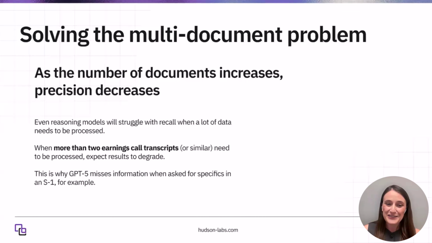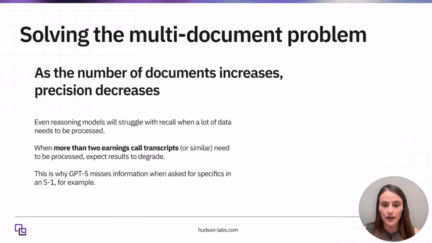We're going to talk about why some of those issues exist and how they can be fixed very briefly. So one of the biggest issues that you'll see is the multi-document problem. Very simple concept. As the number of documents increase, the precision decreases. This is very easy to show. This is true even for reasoning models or thinking models like O3. So just keep in mind, if you're trying to process more than 2 earnings calls worth of information, expect results to degrade.